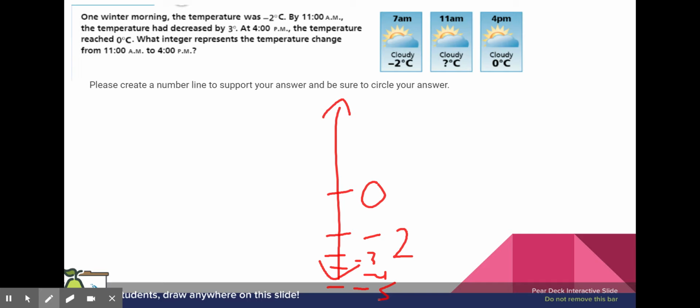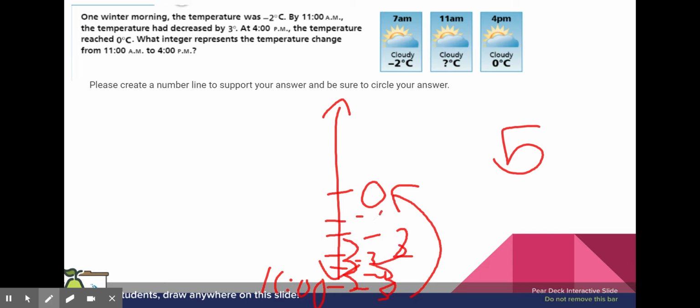At 4 p.m., the temperature reached 0 degrees Celsius. So what integer represents the temperature change from 11 to 4? So this is where we're at 11. And then by 4, we're back up to 0. So if we're at -5, what do we need to get to 0? And that is 5. So we got to go 1, 2, 3. Oh, hold on, sorry. I didn't have my -1. 1, 2, 3, 4, 5. Boom.